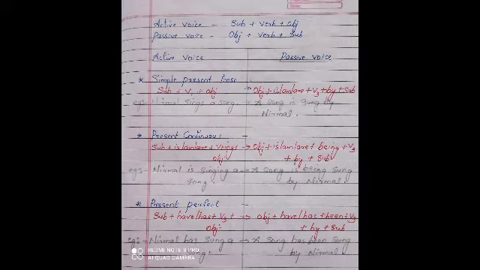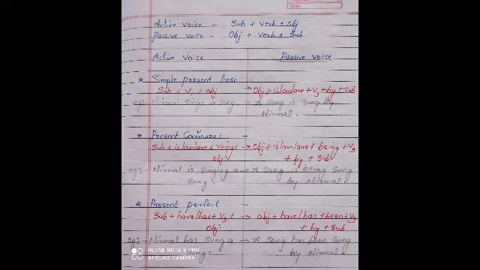Children, in passive voice, we should use the third form of the verb only. In any tense, it might be present or past or future, whatever it is, we should use the third form of the verb in passive voice. So object plus is or am or are plus V3 plus by plus subject.